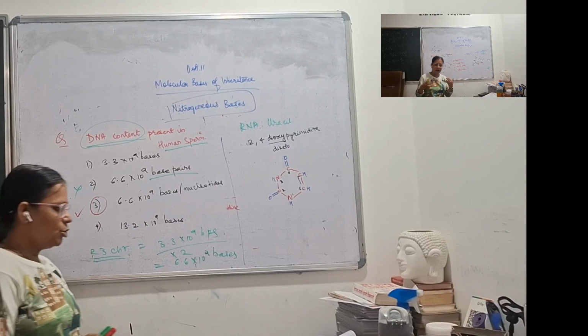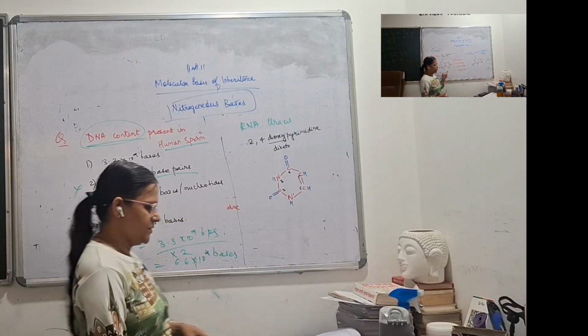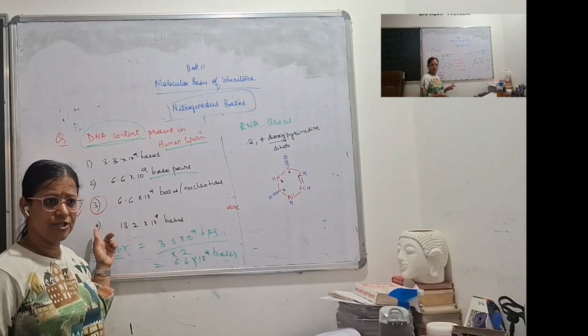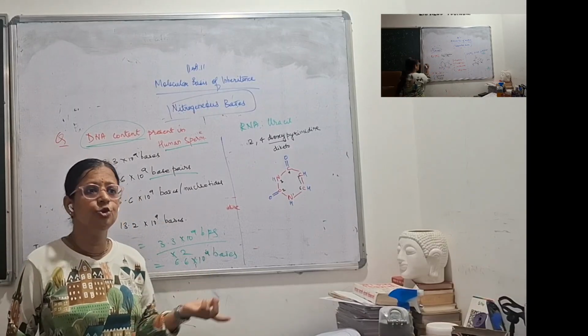Okay, so don't get confused between bases and base pairs. Same answer, same question they can put. Instead of human sperm, they will say what? Human egg.